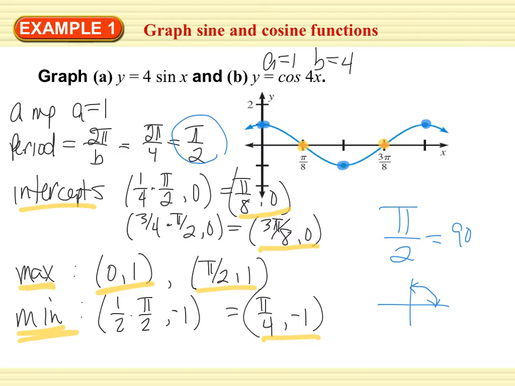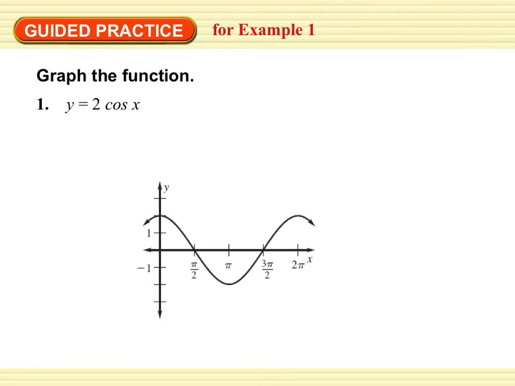So pi over 2, we can do half of that, which is half of a half is a quarter. Okay, I think the fractions may be difficult, but we're just breaking the period into equal pieces. 4 equal pieces, so divide everything by 4. Alright, we'll practice a few more. Okay, we're going to take our time on this, right?